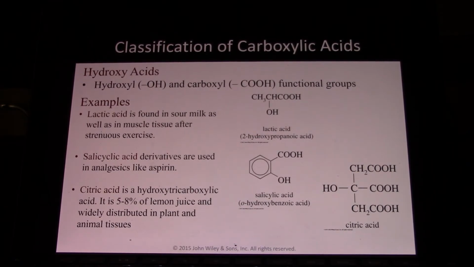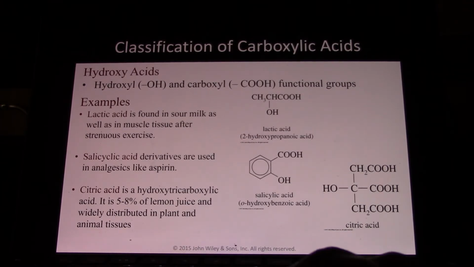The alpha hydroxy acids, you have a hydroxy group there. We got lactic acid, it's found in sour milk as well as muscles after exercise. Because if you're working out so hard, you can't get enough oxygen to your cells, you start fermenting, and pyruvate takes over as the final electron acceptor instead of oxygen, reducing it to lactic acid. Salicylic acid, which is what aspirin is made out of, because that's acetyl salicylic acid. This is an aromatic acid.